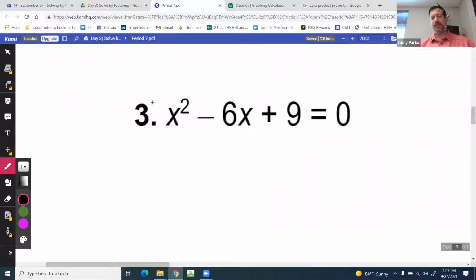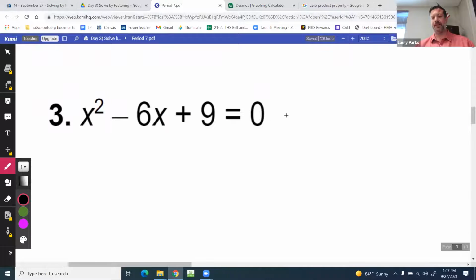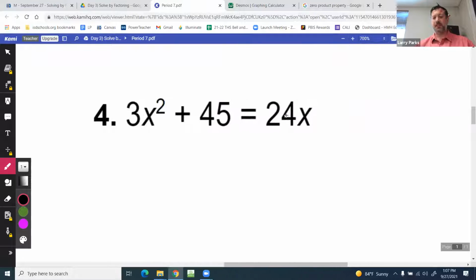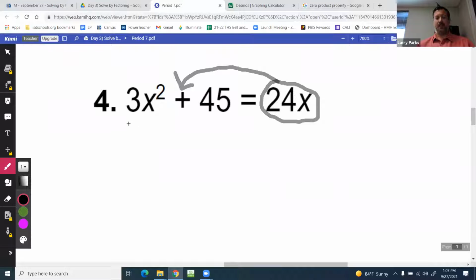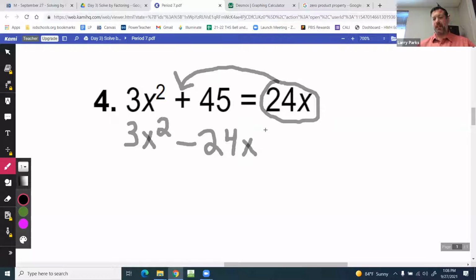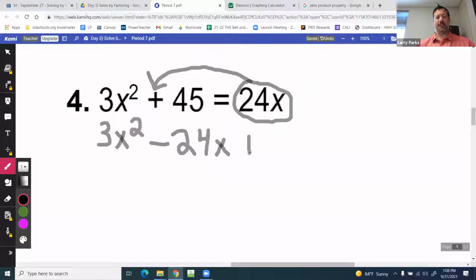This one already in standard form, x squared, x, constant. 4, all I need to do is take this right here and move it to the middle. So when I move something to the other side, it changes sign. So I got 3x squared minus 24x and the 45 is already over there, so it stays the same sign.